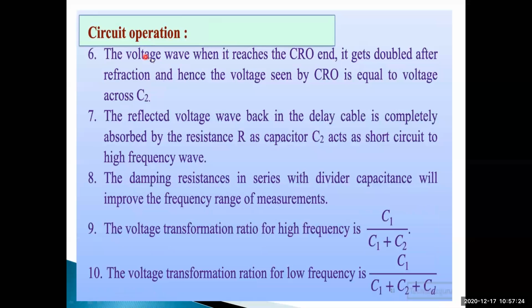Okay, then the sixth one. The voltage wave, when it reaches the CRO end, gets doubled after the refraction, and hence the voltage seen by the CRO is equal to the voltage across C2. Understood? I already explained this concept previously. This is the main important concept under the capacitance potential divider. The reflected voltage wave back in the delay cable is completely absorbed by the resistance R, as capacitor C2 acts as a short circuit to the high frequency wave.